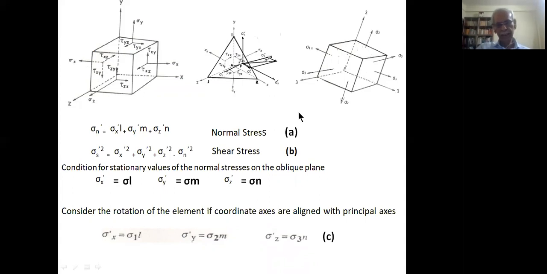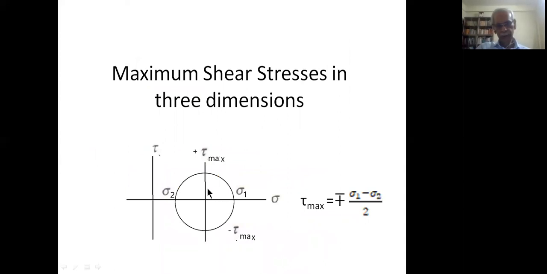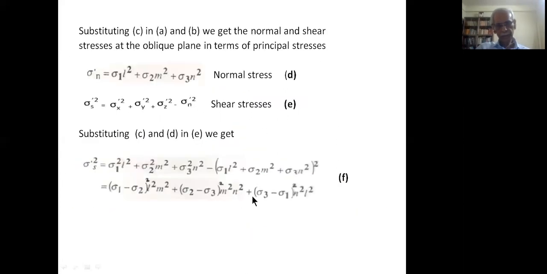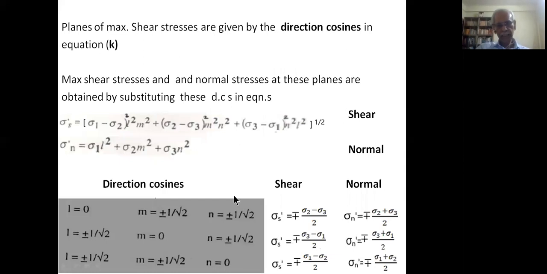But if you take the 2D situation, on the planes of maximum shear stresses there are normal stresses, because the distance of this point from the origin is the normal stress. So what I'm trying to say is that in the planes of maximum shear stresses, there are normal stresses. So how do you find out? We have seen that there are 3 sets of direction cosines, and if you simply put them here and here, you will get the values of shear and normal stresses. That's what I've shown here.